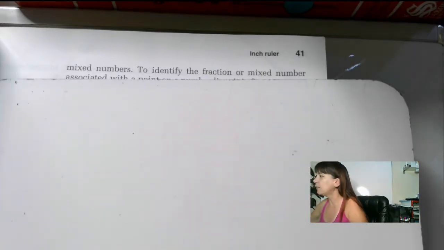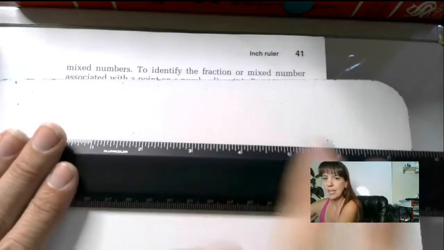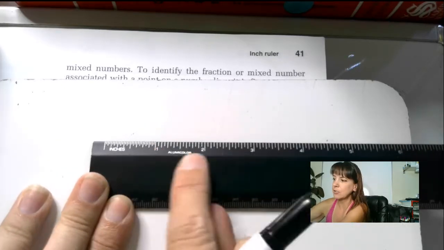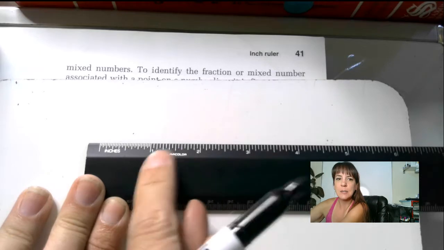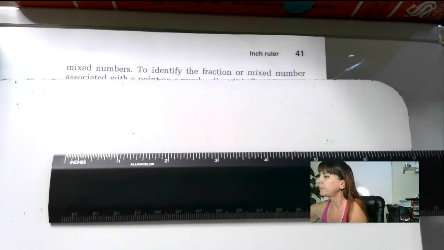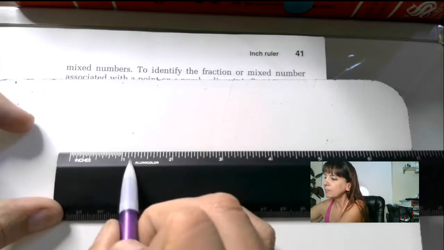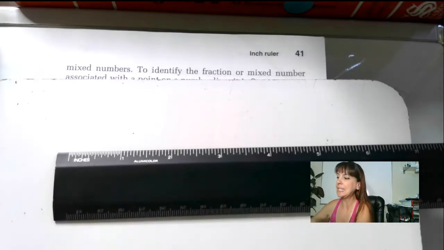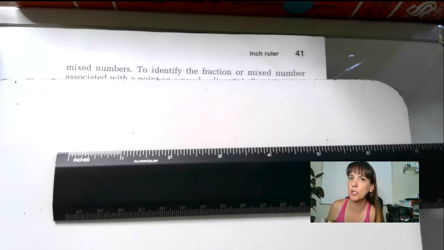So you can see on my inch ruler here, do you see how there's like 16 different chunks in between all of these? That one has 32, that's crazy. There's 16 chunks in between like 1 and 2, right? So if I was to mark right here, that's 2 chunks out of 16. So that would be 1 and 2/16. Now keep in mind, we can reduce fractions. We haven't talked about that quite yet. So I'm going to leave it as 2/16, okay?